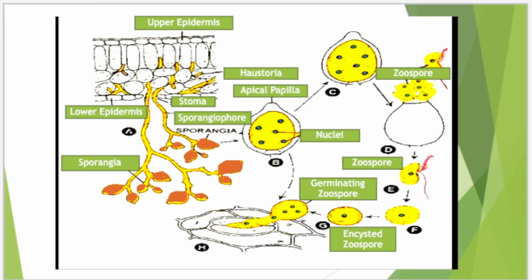Now you can see, all the students can see, this is a host structure, this is a leaf part, this is the plant part, and this sporangium is coming out, and this is a sporangia. This sporangia is having a multinucleate condition. You can see this is multinucleate condition. So papilla is formed at the apical stage.